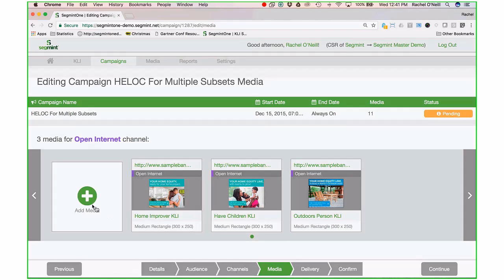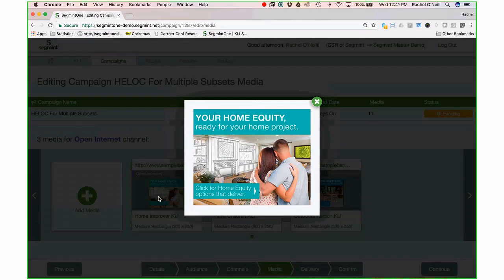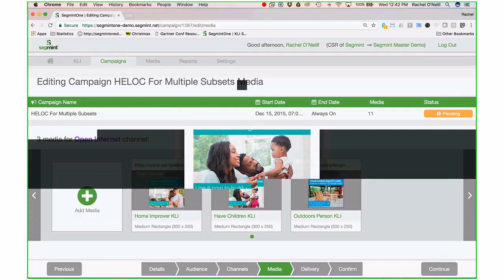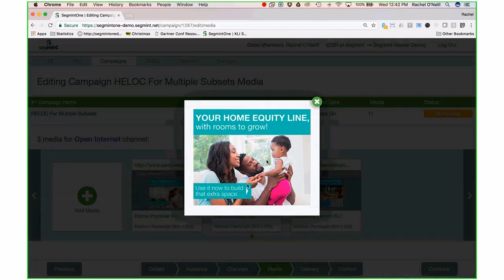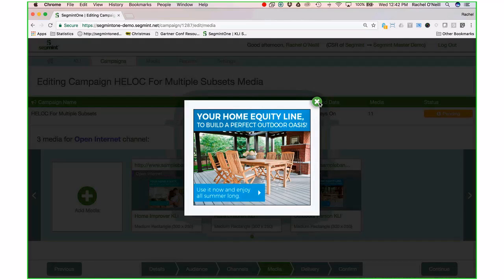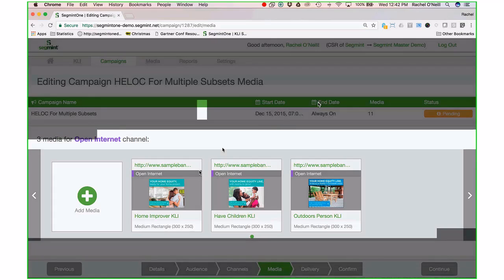Now it's as simple as clicking the Add Media button to upload more creative. By clicking on this, I can see what type of messages are ready to go out within this campaign. And as I mentioned with that debit card example earlier, you can have as many different versions of creative ready to go. So I see a variety of different creative here, some about growing your home because your family's growing, those ones for building an outdoor oasis.